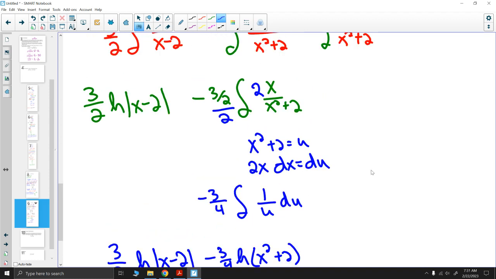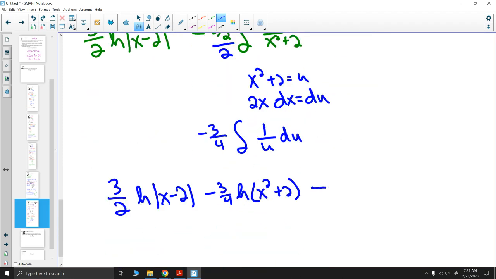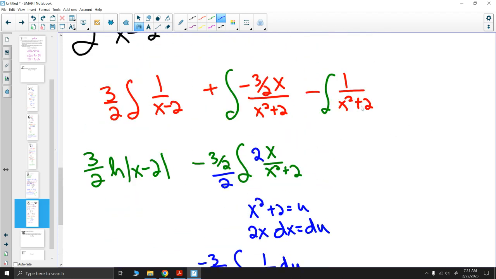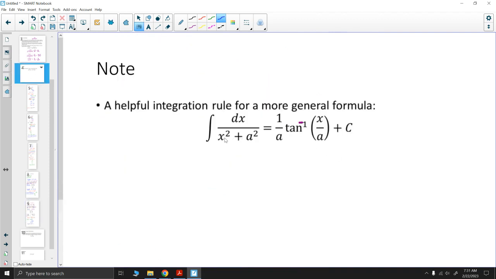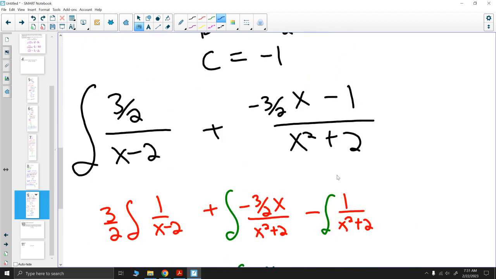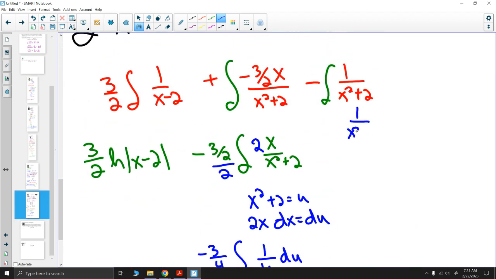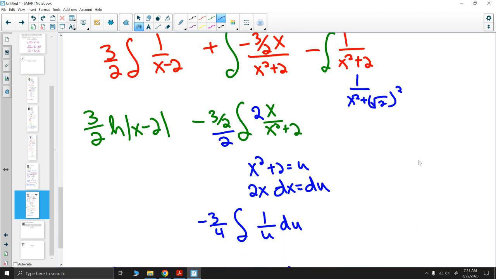And then we have this thing here. So again, this is now minus. So this is an x squared plus 2. As a reminder, if we have an x squared plus a squared, then it's 1 over a tangent inverse x over a plus c. Now our a here is square root 2. Okay, so going back here, this is not a perfect square, but that's okay. We could write it as 1 over x squared plus the square root of 2 squared. And then it is a square.